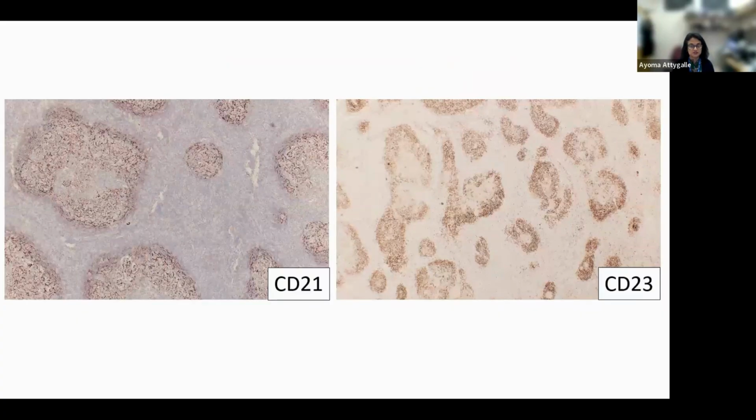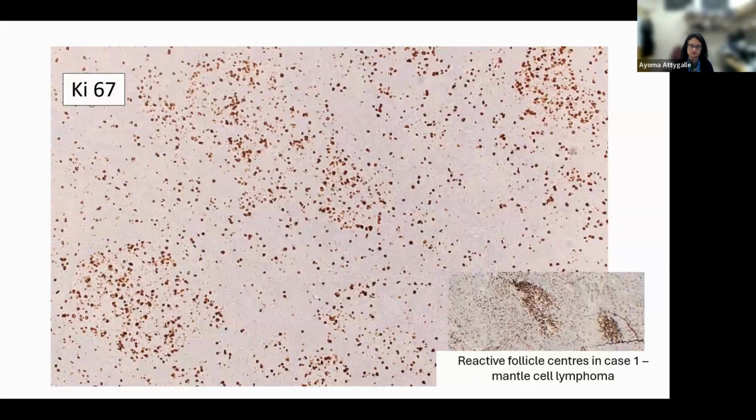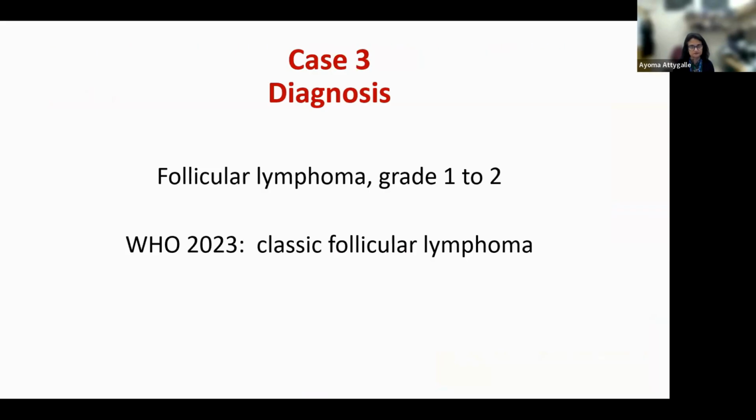CD21 and CD23 highlight these FDC meshworks. And the Ki67 is moderate in the follicles and lower in the interfollicular compartment. Contrast this to the reactive follicle centers in case 1, which had those naked germinal centers. But of course, if it's a higher grade follicular lymphoma with more centroblasts, the proliferation will be higher. So this is follicular lymphoma grade 1 to 2.